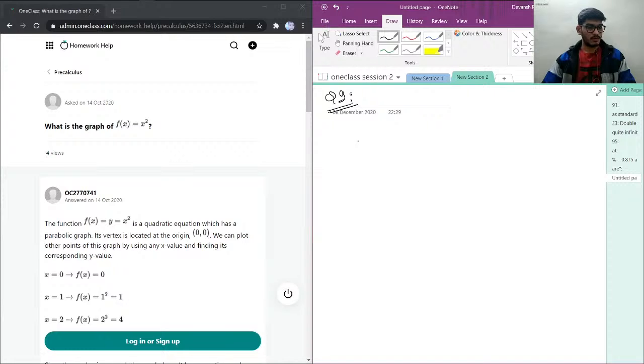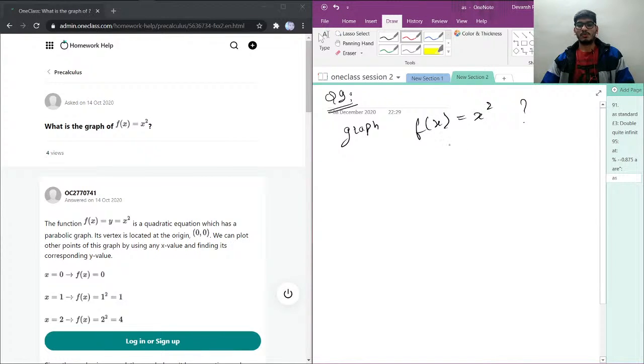We need to draw the graph of f of x equals x square. By looking at this equation, I can say that this is the equation of a parabola, and we are going to get a parabola in this case. And let's say f of x as y, because it is easier than again and again calling it f of x.